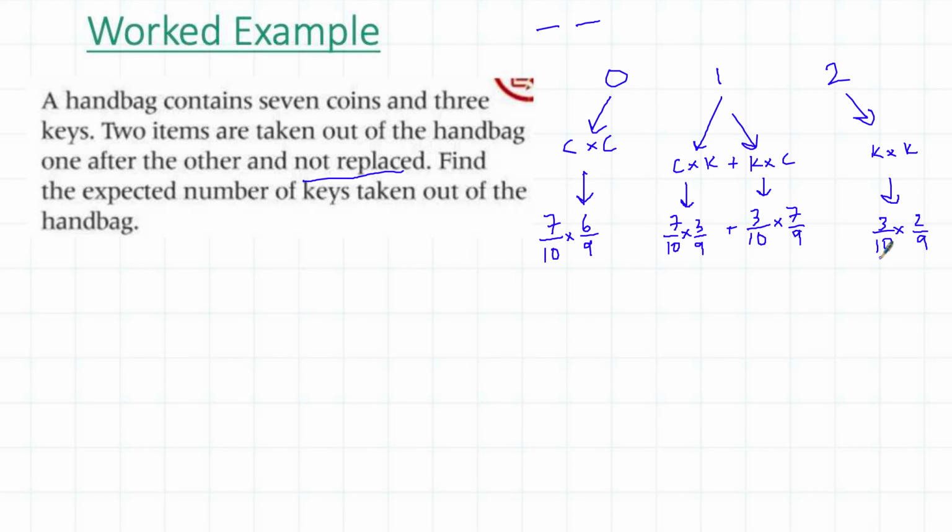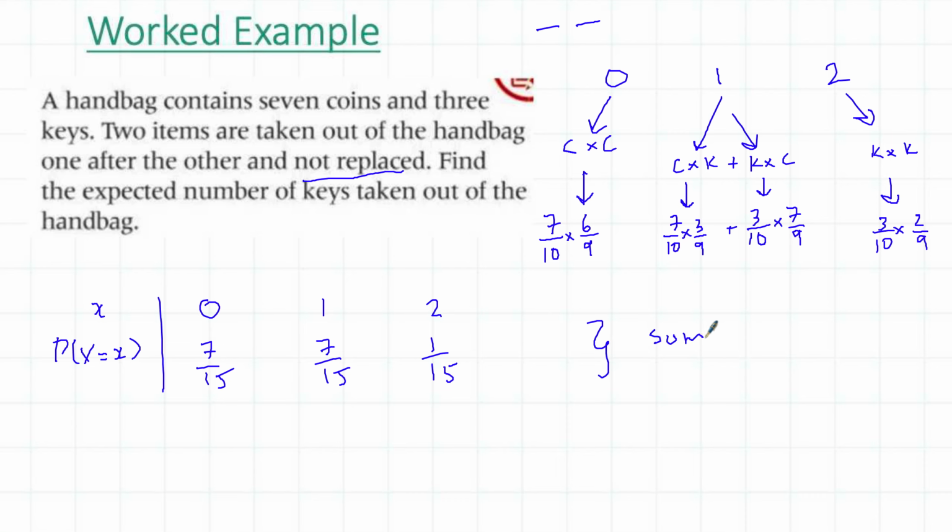And then as we did with the 6's question, I could summarize this into a table. So I could get the number of keys, the probability of getting those keys. So with 0, that would give me 7/15. For 1 key, again, I would get 7/15. And then for 2 keys, I would get 1/15. And you can check that the sum of these is 1. Okay, so we do have a discrete distribution here.